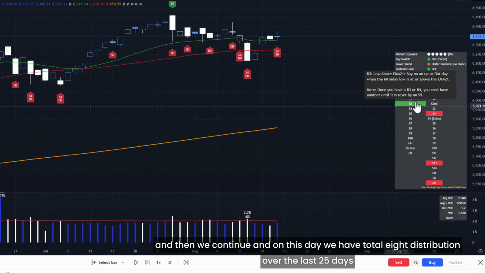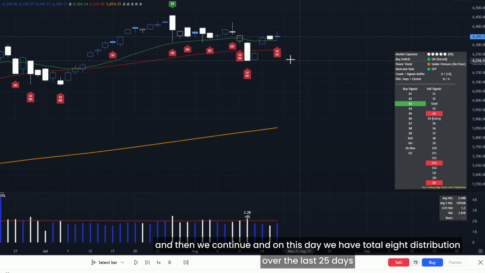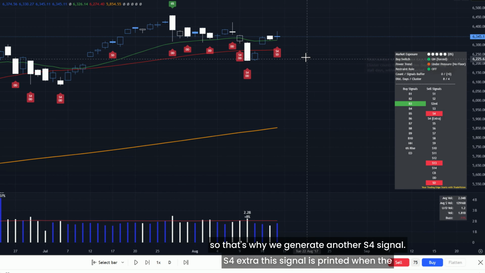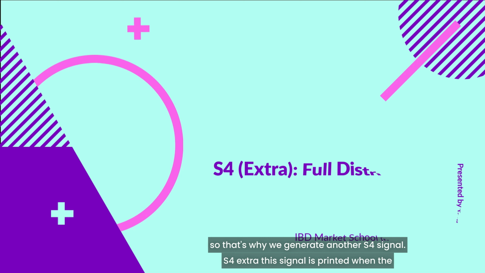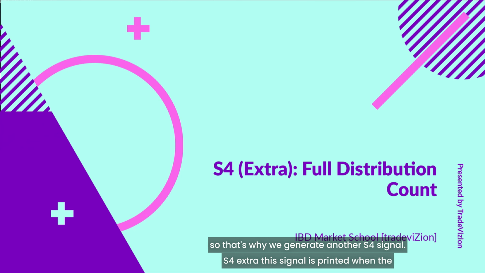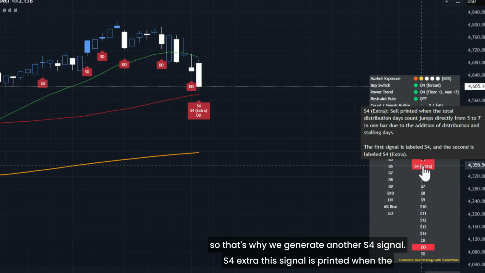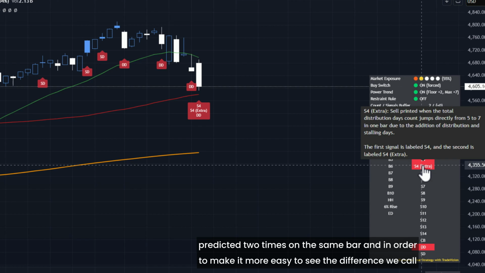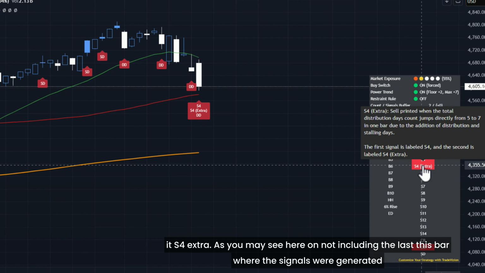And on this day, we have a total of 8 distribution days over the last 25 days. So that's why we generate another S4 signal. S4 extra: this signal is printed when the total distribution days count jumps directly from 5 to 7 in one bar, and this is because of the addition of distribution stalling days. So the S4 extra actually is the S4 signal, but printed 2 times on the same bar. And in order to make it easier to see the difference, we call it S4 extra.